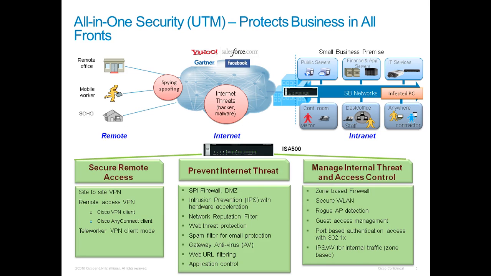On the right side, we have the intranet. The ISA500 not only protects the user from the internet, but also protects internally using what we call zone-based firewall. We create the zone for each group of user or function. Then we can define and enforce policy for each of the zone.